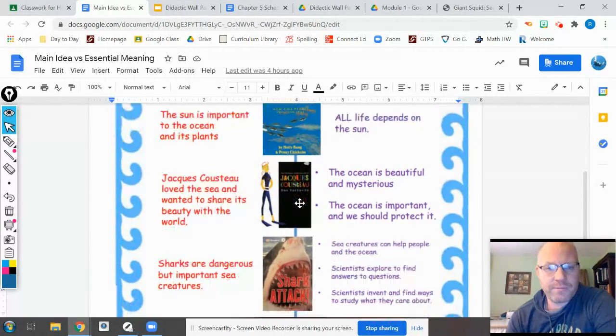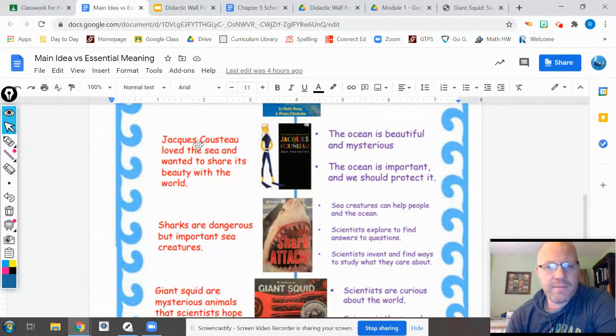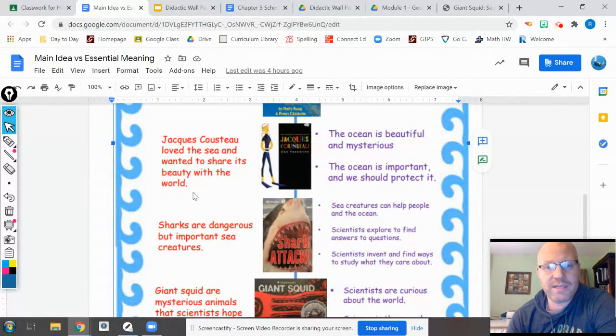Jacques Cousteau, the main idea: Jacques Cousteau loved the sea and wanted to share its beauty with the world. We talked about this many times. So what's the essential meaning then? If that's the main idea, the ocean is beautiful and mysterious.